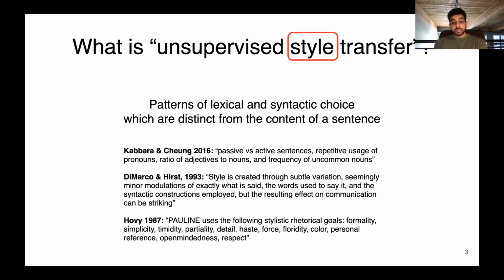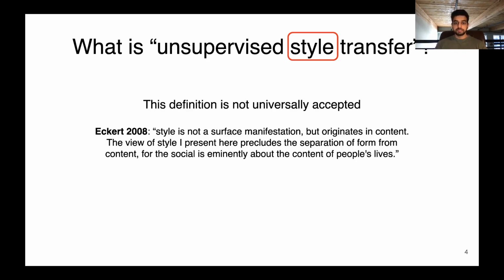You could drill down deeper into what these patterns might look like. Some examples are, does an author use passive sentences more or active sentences more? How many adjectives did they use for every noun? How many rare words did they use, etc. There are also more high-level aspects of style, like how formal is a particular sentence, how simple is it. Ed Hovy in 1987 detailed a bunch of other aspects of style that are certainly relevant.